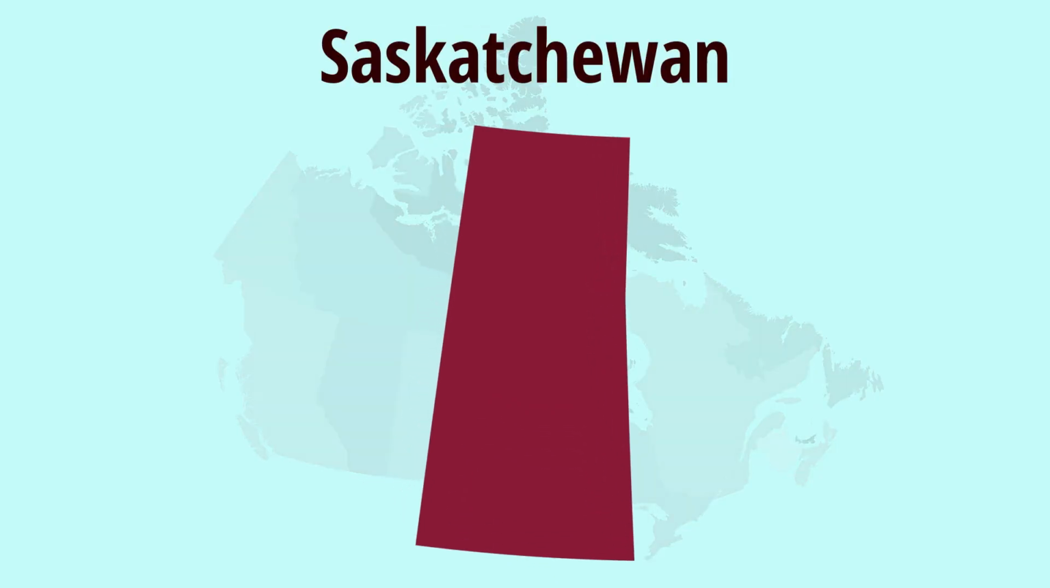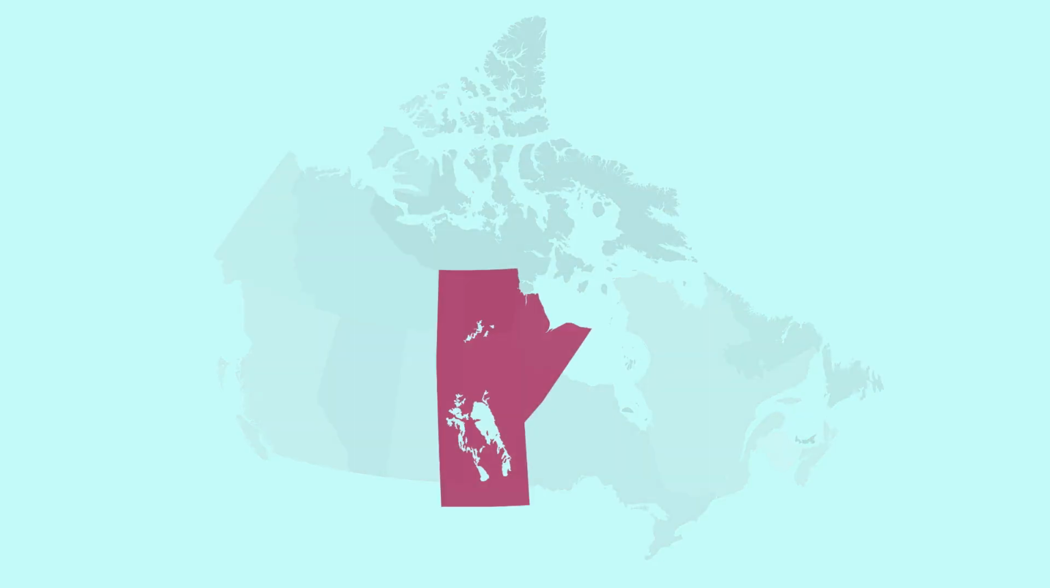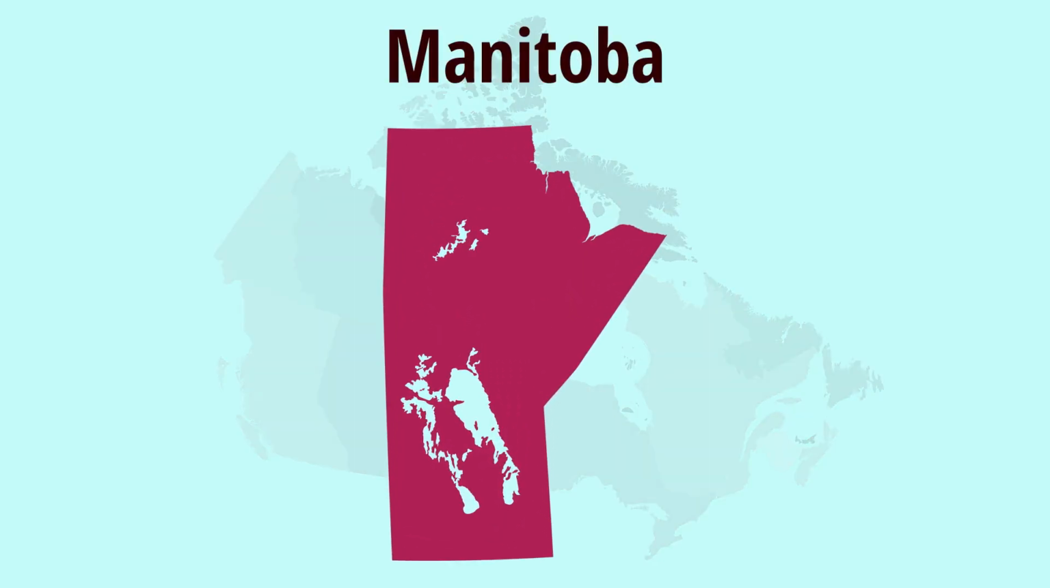The next province is Saskatchewan. Let me slow this down so you can get all of the sounds and then put it back together again. Saskatchewan. Saskatchewan. And the capital city of Saskatchewan is Regina. Okay, the next province is called Manitoba. Manitoba. The capital city is Winnipeg.